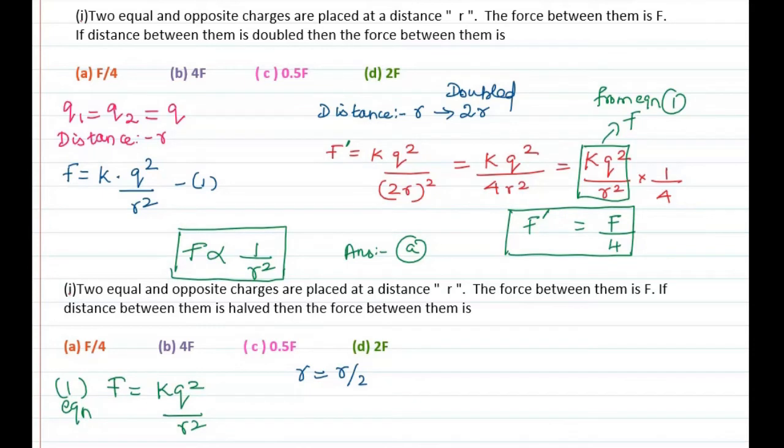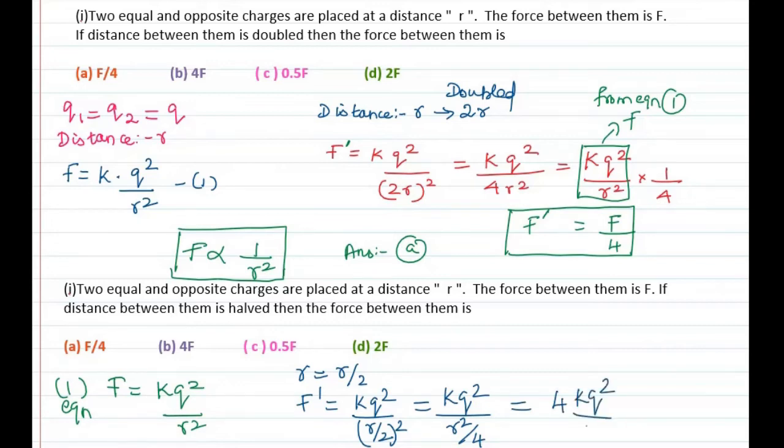Okay, so the new force F dash is equal to k Q square divided by r by 2 the whole square, which is equal to k Q square divided by r square by 4. So this 4 goes to the numerator, so we get 4 Q square divided by r square. This 4 Q square divided by r square is nothing but the F value. Okay, so we get 4F. So the new force F dash is equal to 4F.